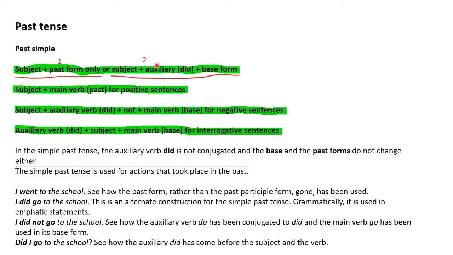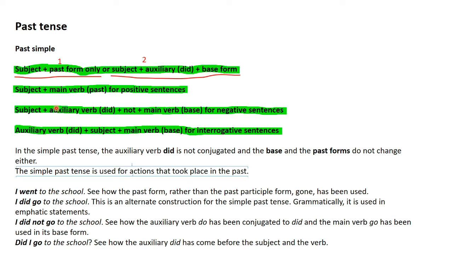But if you add the auxiliary did, then you will use the base form, not the past form. The base form means the root form of the verb, or the bare infinitive form of the verb. A simple past tense is used for actions that took place in the past, and in case of affirmative or positive sentences, all you have to do is write the subject and add the past form of the main verb, or alternatively, especially in case of emphatic statements in which you want to add emphasis, you can follow this pattern: the subject with the auxiliary did and the base form of the verb.